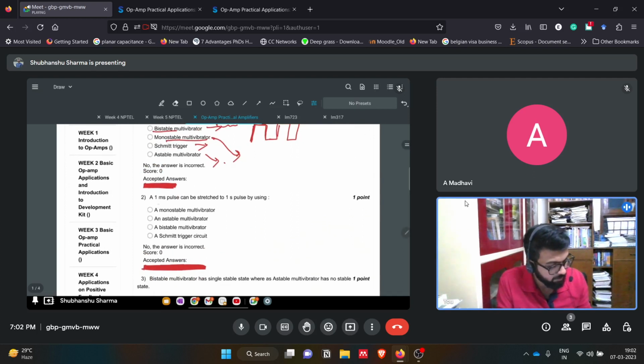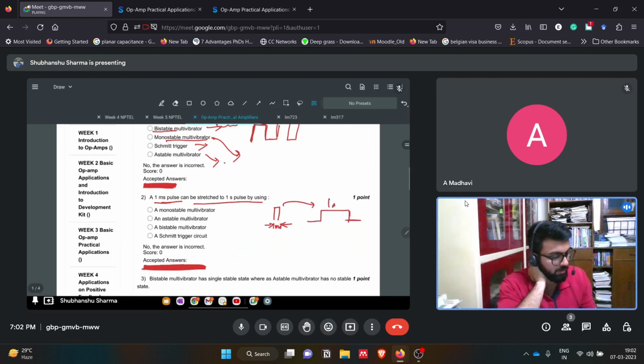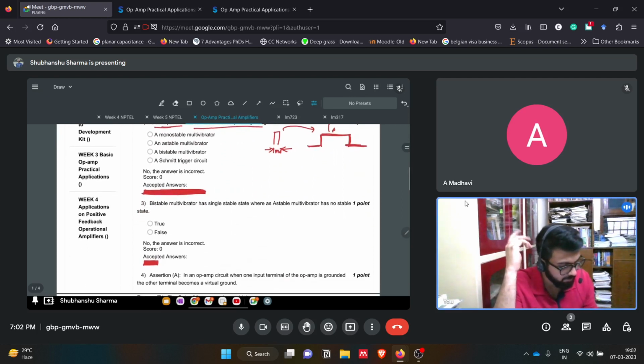The next question is, a 1 millisecond pulse can be stretched to a 1 second pulse by using. So basically we are giving some pulse that is very short in duration, only 1 millisecond. Based on that, a pulse which is 1 second in duration can be achieved. We just studied this, and you can answer about this. That is also easy. Nothing to explain in that basically.